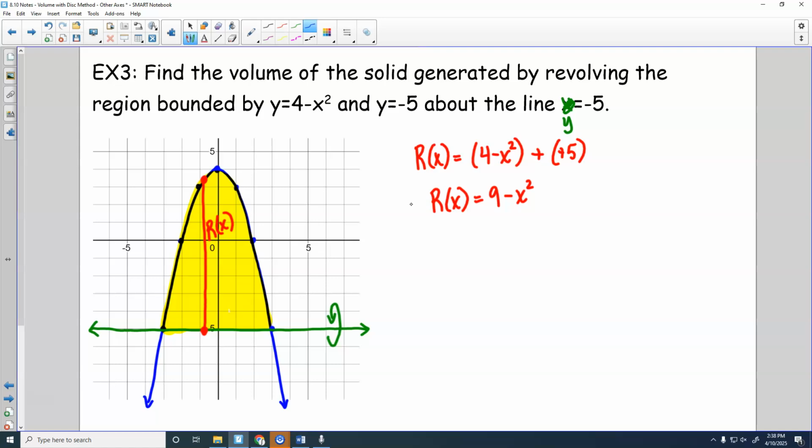We've got our radius. We need to plug that into pi times that radius squared. That's a pi right there. And we're going to integrate that. What do my limits need to be? Okay, negative 3 to positive 3. You want the furthest left point of that region and the furthest right, which is negative 3 to 3.